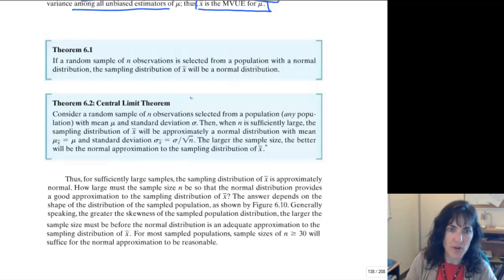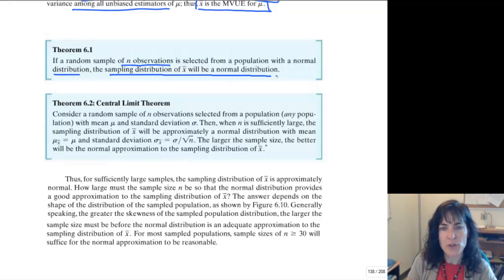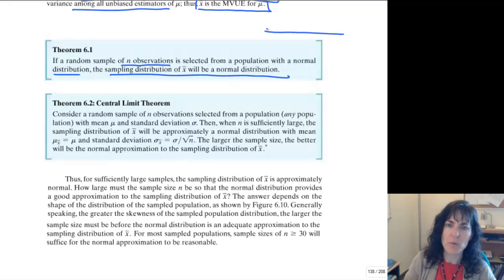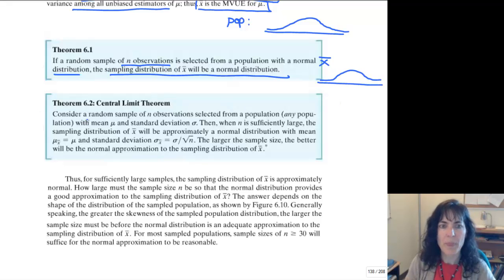So if a random sample of n observations is selected from a population with a normal distribution, then the sampling distribution of X bar will be a normal distribution. So if our population has a normal distribution, and our example was rectangular, so we'll have to look at that in a minute, then we're saying that X bar's distribution will also be normal. Okay, that's theorem 6.1. And then theorem 6.2 is the central limit theorem.